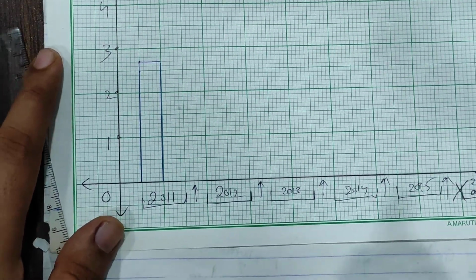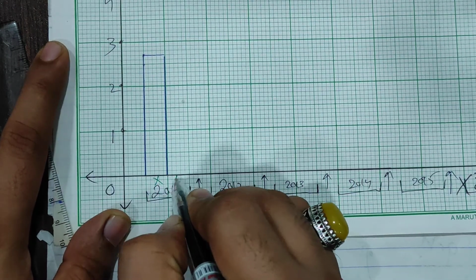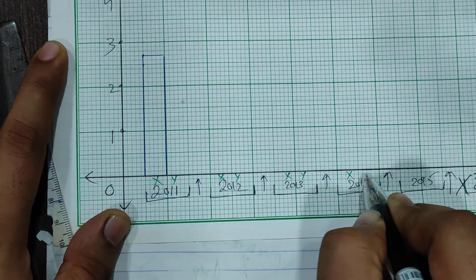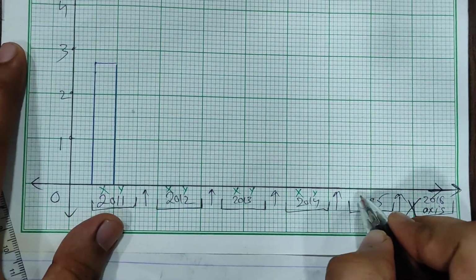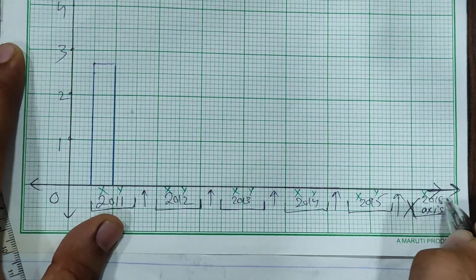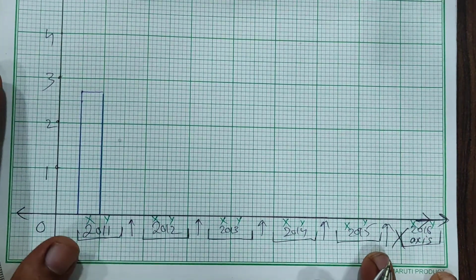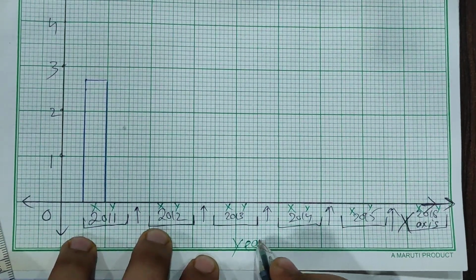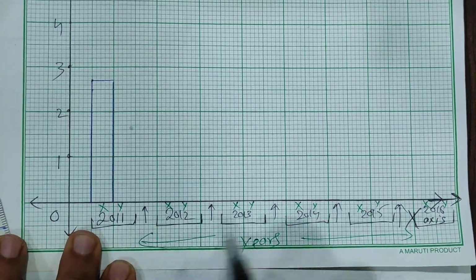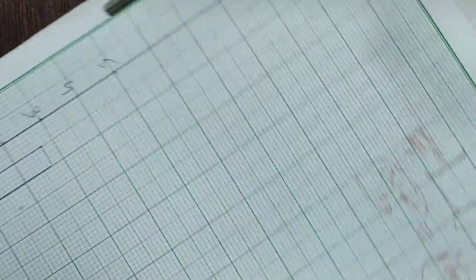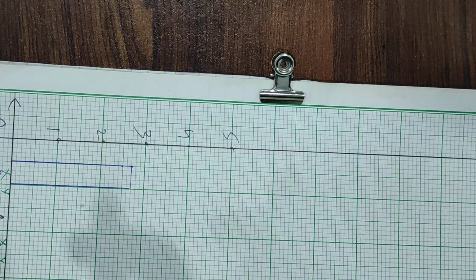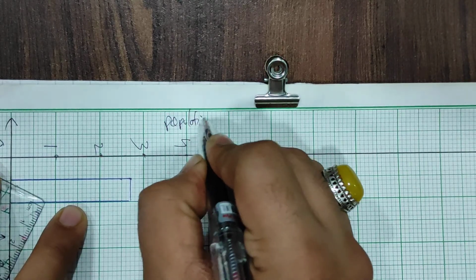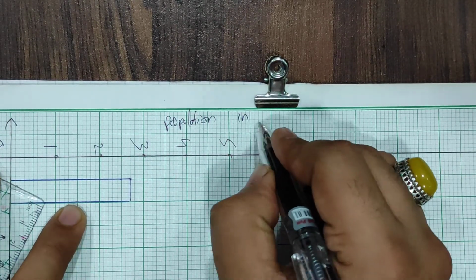And the scenario will be, I'll go like this. This is for city X. This is for city Y. City X, city Y, city X, city Y. It will be like this. So these are the years. The heading, the name of this axis, will be years. And writing the name is compulsory over here also. It's population in lakhs.